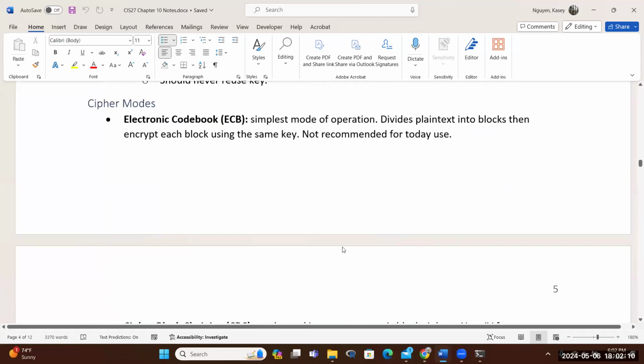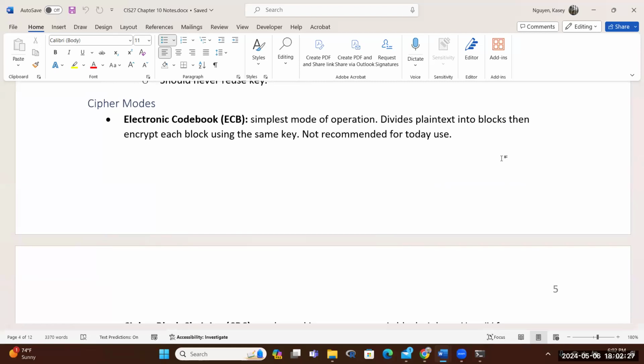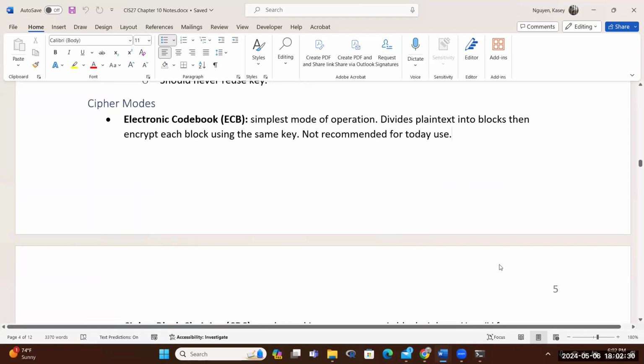So here are the cipher modes, right? You got electronic code book, your ECB. This is the simplest. It takes the plain text, puts it into blocks, encrypts each block, using the same key. Think of a train, right? I have all these cars on the train and I'm using the same key to lock each of those cars. That's your ECB.